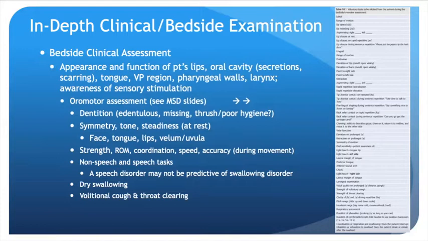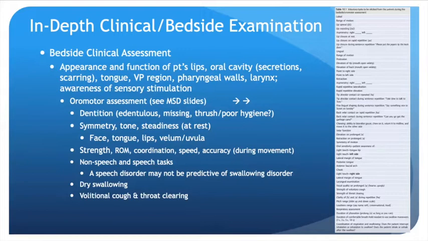It is important to note that just because the patient has a speech disorder, that may not necessarily be predictive of swallowing disorders, although there is an association between the two. As I showed in a previous slide, about 20% of patients in a study were found to have comorbid dysarthria and dysphagia. So you can't say that if a patient has a speech disorder, they are certainly going to have a swallowing disorder, but there is a loose association.